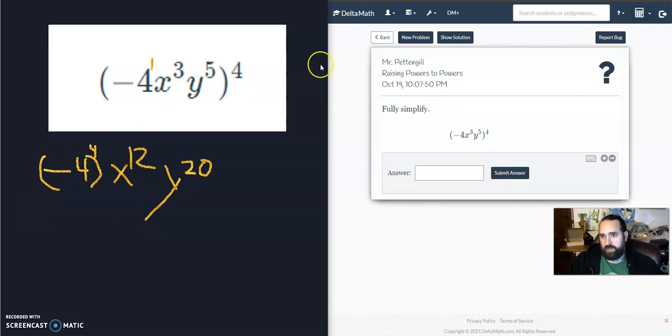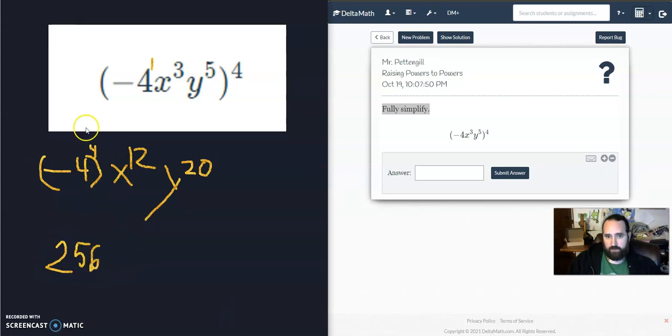Now, the one thing I'm seeing here is my directions. They say fully simplify. In this case, I think I do have to use that exponent of 4, which gives me, let's see, 4, 16, 64, 256. And so that's going to be a 256.